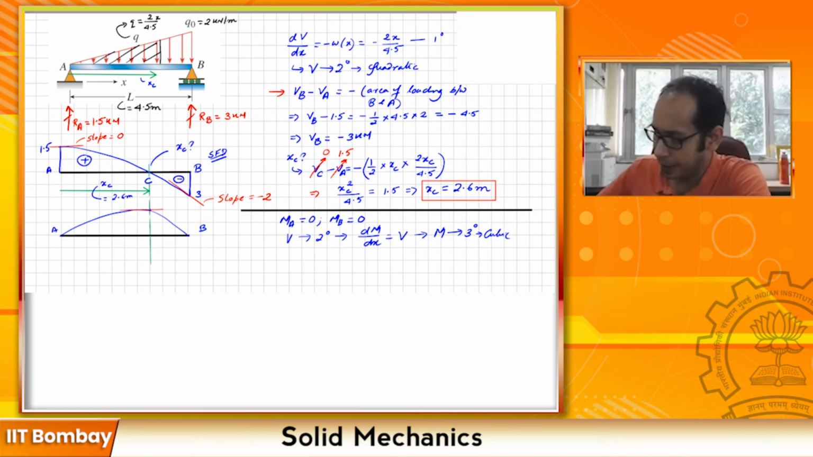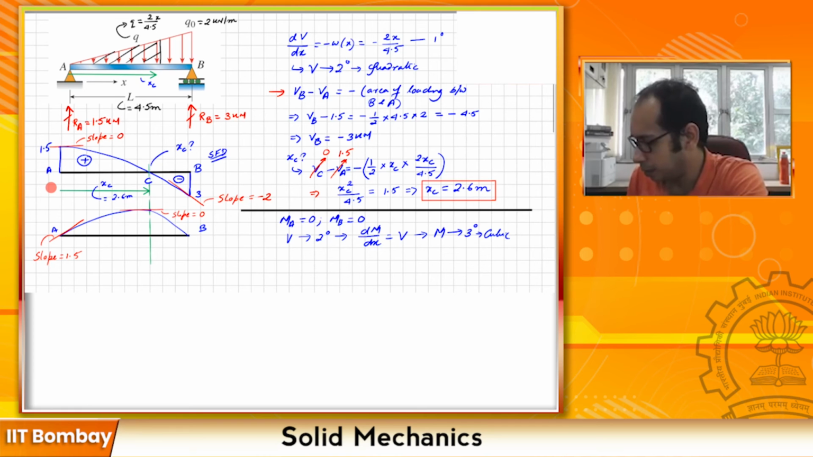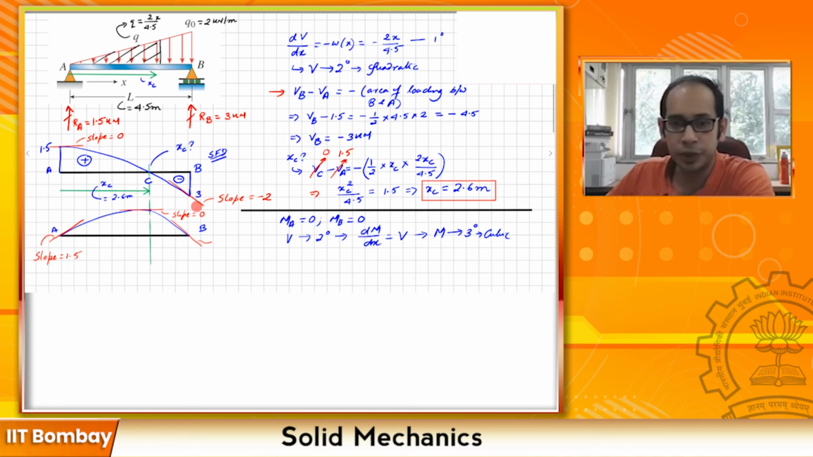And can you guess what the slope is going to be at this particular point at A? You remember the relationship that the slope at A will be the value of the shear at A, which equals 1.5. So here the slope is 1.5, and here the slope is 0, because that is the maximum point. And then you can mark the slope at the point B here. Here the slope is -3, because that is the value of the shear force at B.